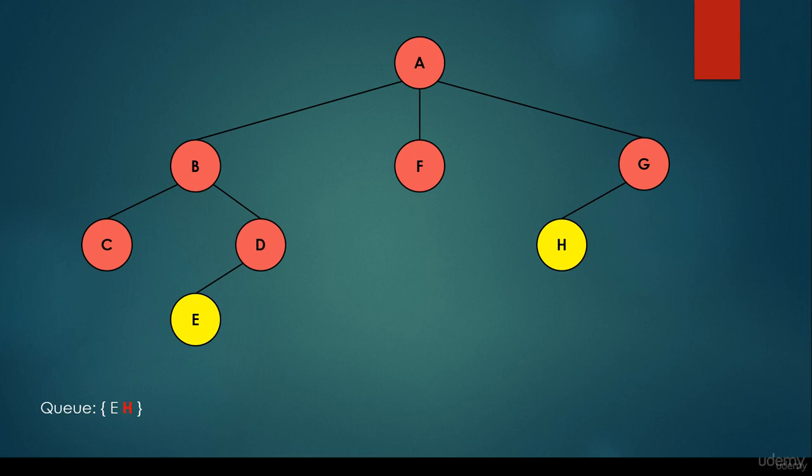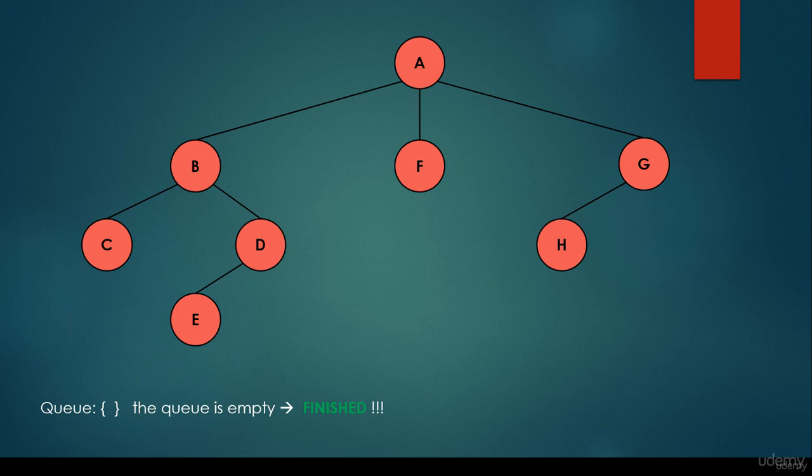next item from the queue, which is the H. Okay, we visit it, we come to the conclusion that it doesn't have any children, so we take out the next item from the queue, it's E, and we visit it. We come to the conclusion that there is no more item in the queue, which means that it is empty, which means that we have finished.